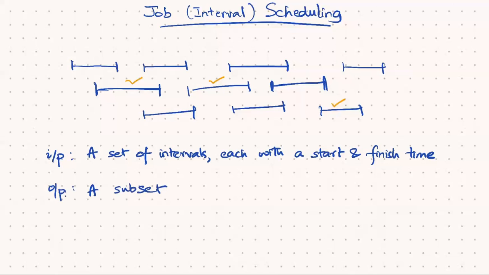So clearly it's a subset of the set of intervals. We have to pick some intervals out of the whole set of jobs, set of intervals. So a subset of non-overlapping intervals.